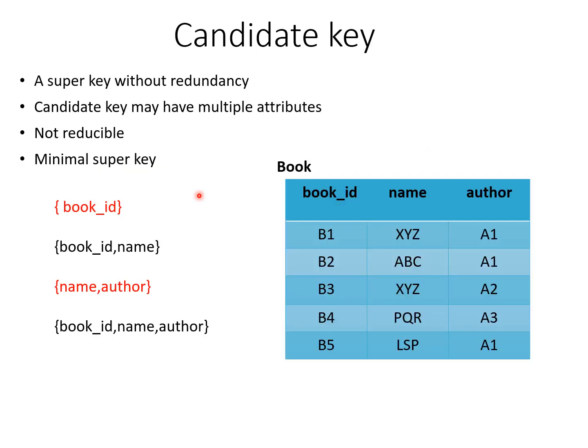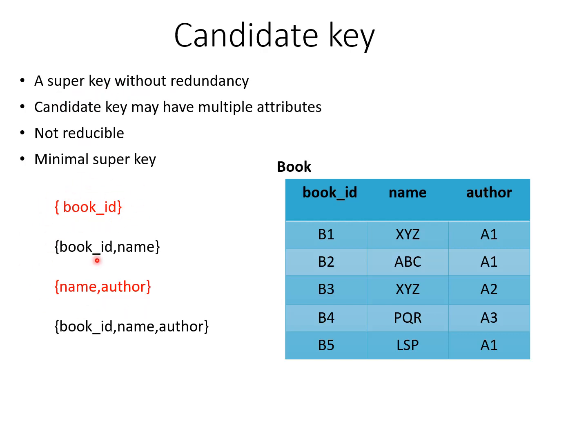Then comes the candidate key. What do you mean by candidate key? A candidate key is a super key without redundancy. That is exactly what we want. If we consider all these four, book ID, name, author, book ID and name, and book ID, name, author, I could say my candidate keys are nothing but book ID and name, author. Because if I take the others, book ID is repeated, or name, author is repeated, which makes my keys redundant. But candidate keys are those super keys which are not redundant.